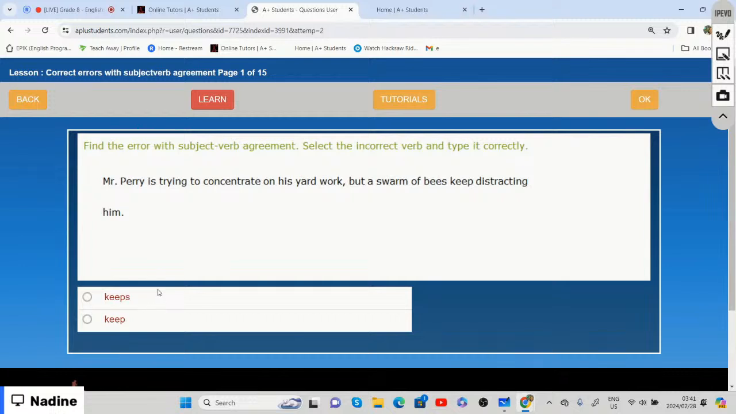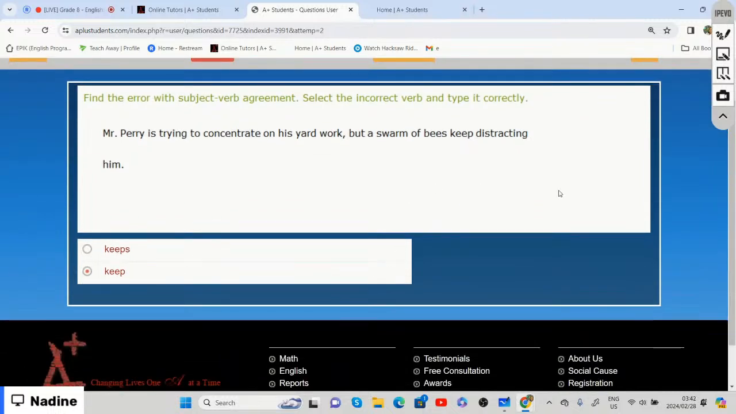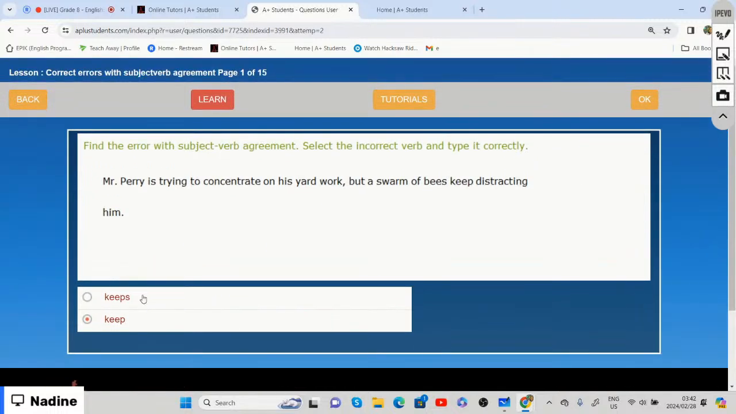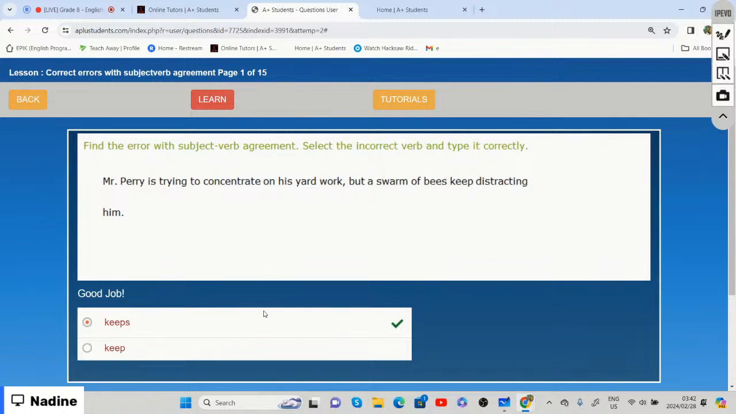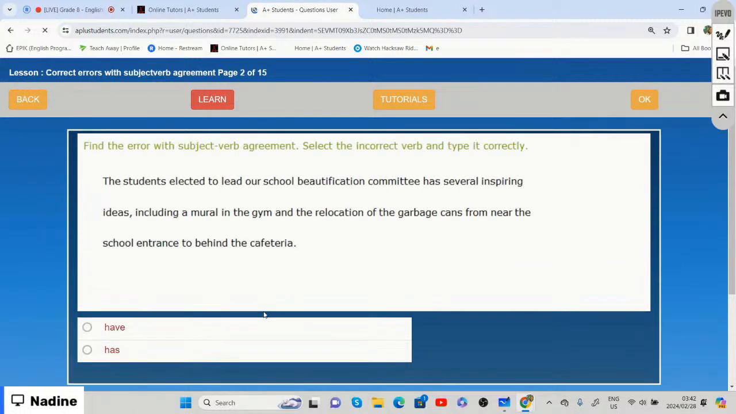So we can say that Mr. Perry is trying to concentrate on his yard work, but the bees keep distracting him. The bees keep distracting him. Right, so keeps, because remember we said that with a singular verb, an S is added to the verb.